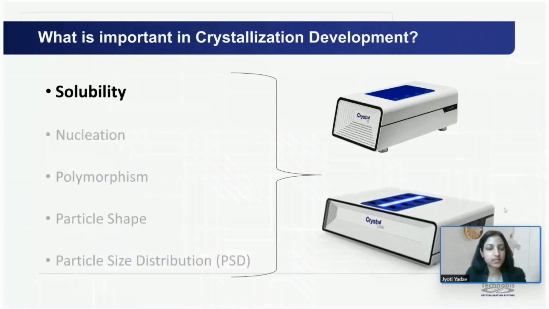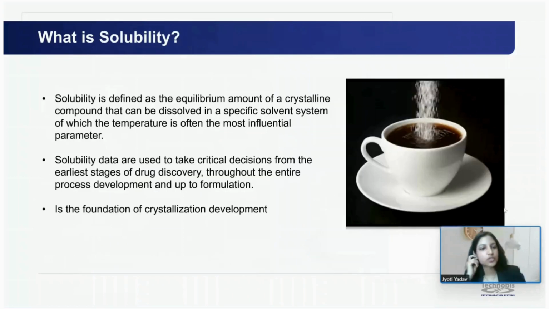First is the solubility. Solubility is defined as the amount of compound that can be dissolved in a given solvent at specific temperature and pressure. So it is fundamental information that is required to start any crystallization process. And solubility data are used to take critical decisions from the earliest stage of drug discovery throughout the entire process of development and up to the formulation.